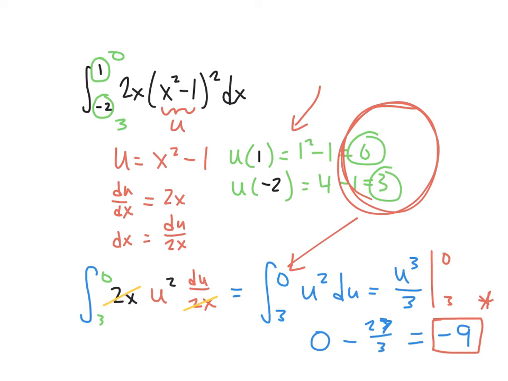Yes, you could take it back to x and use -2 and 1 again, but you end up doing the same calculation. So I am recommending that you stay with u because u is good. Convert your limits of integration when you choose a u, and then set that new integral up using those values. Let's try one more example.